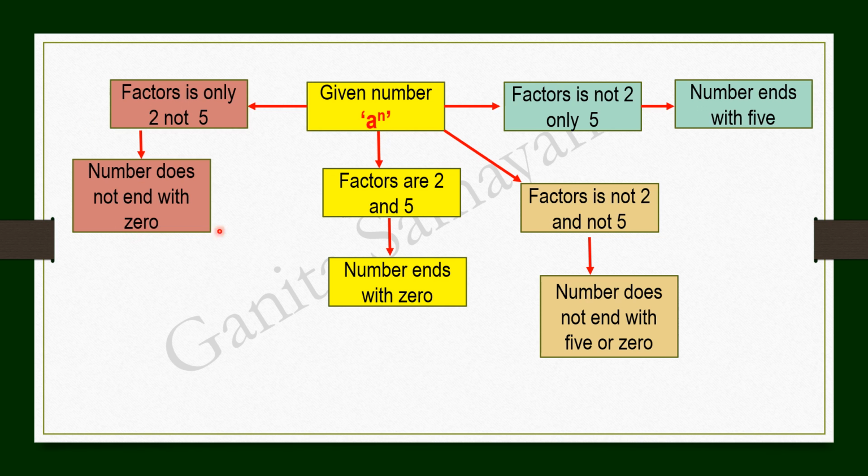Same thing, it must have both. If the factor is only 5 and not 2, it will not end with 0. Clear? Suppose we want to find out whether the given number ends with 5 or not, then the condition is that the factor is not 2 and only 5. If it is not 2 and only 5, it ends with 5. And if the factor is not 2 and not 5, it does not end with 5. Okay, children, so if you remember this table, you will be able to work out those problems.